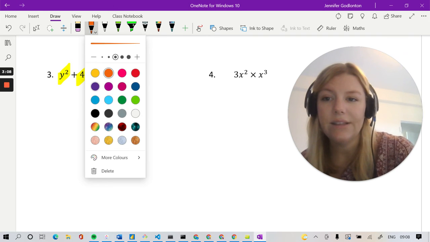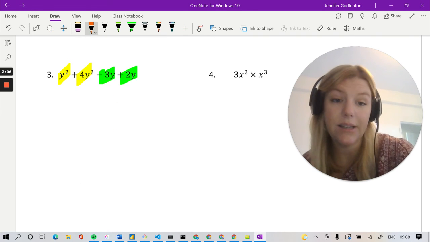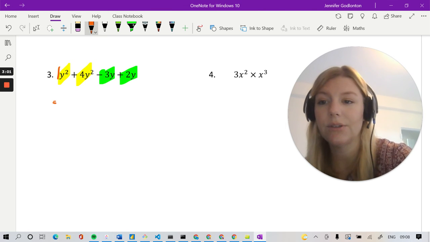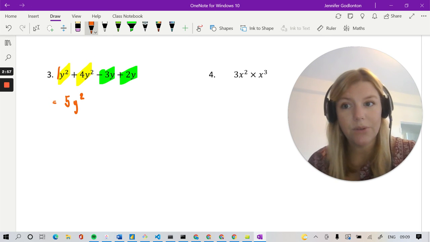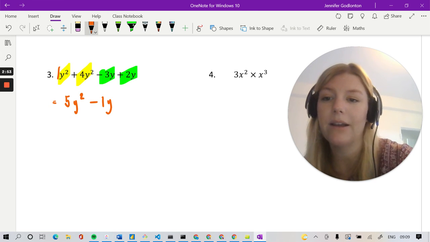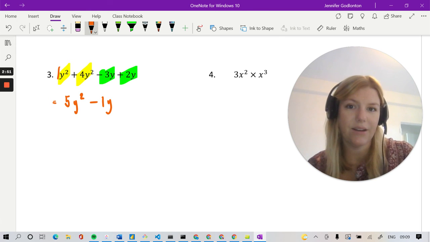When we start adding these together, we can see that y squared is the same as saying 1y squared. So that's 1y squared plus 4y squared, which is going to give us 5y squared. When we're adding, our variables don't change. And then we've got negative 3 plus 2, which will give me negative 1y. And you don't need to write that one. You could just say negative y.